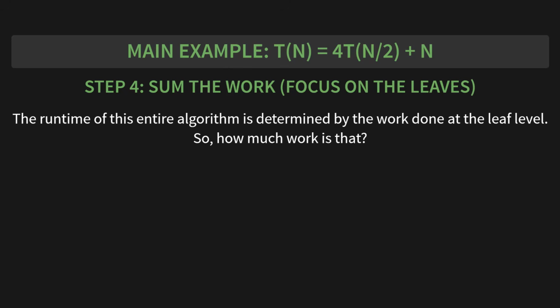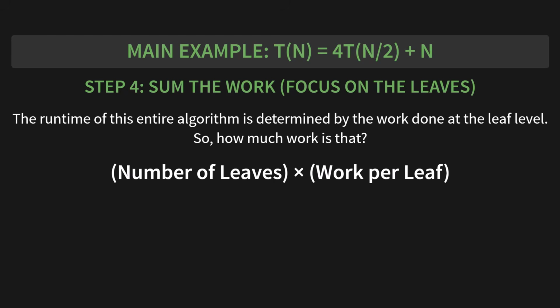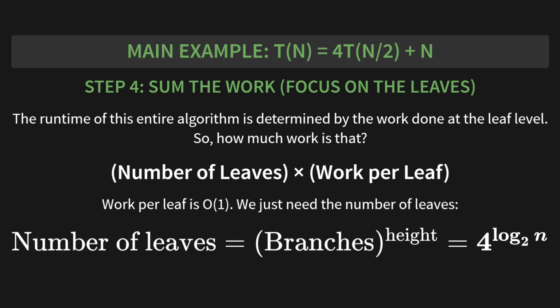This brings us to step 4. Sum the work, but let's just focus on the leaves. The runtime of this entire algorithm is determined by the work done at the leaf level. That's all that matters. So, how much work is that? It's the number of leaves times the work per leaf. Work per leaf is O of 1. We just need the number of leaves. The number of leaves equals the number of branches raised to the height. So that's 4 to the power of log base 2 of n.